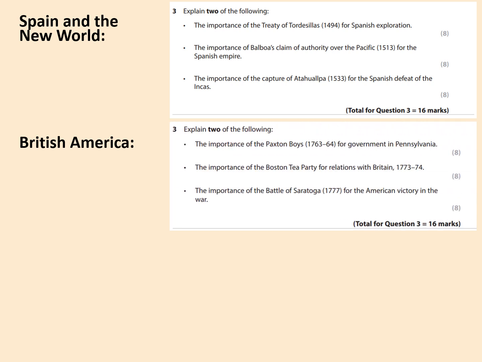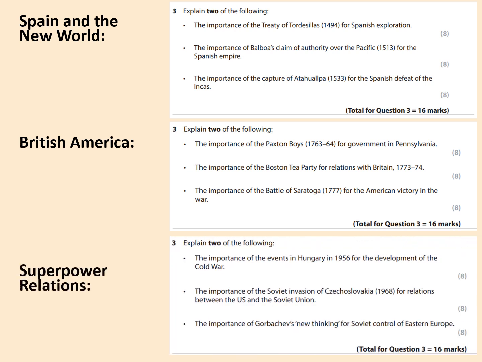The importance of the Paxton Boys, 1763 to 64 for the government in Pennsylvania. The importance of the Boston Tea Party for relations with Britain, 1773 to 74. That seems like quite a kind question to me. And the importance of the Battle of Saratoga, 1777 for the American victory in the War of Independence. And if you're doing superpower relations, the importance of the events in Hungary in 1956 for the development of the Cold War. The importance of the Soviet invasion of Czechoslovakia in 1968 for relations between the US and Soviet Union. And the importance of Gorbachev's new thinking for Soviet control in Eastern Europe.